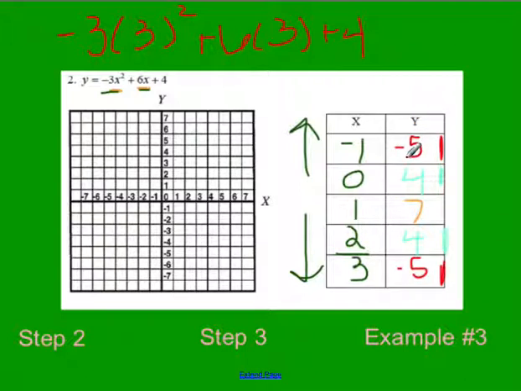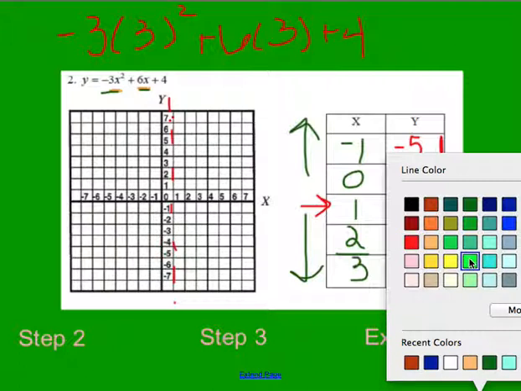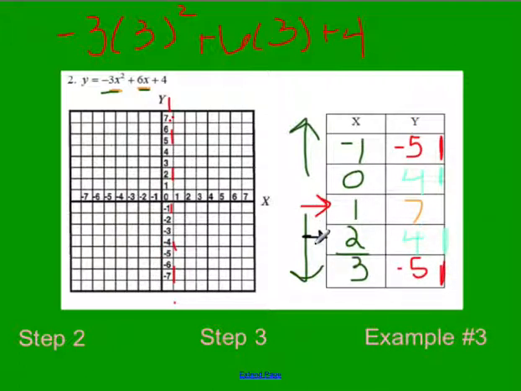So now I have a bunch of points x and y that I can graph. I'm going to start by graphing the vertex. That's over 1 up 7, and plotting that point. Through that point, I have the axis of symmetry. Then I'm going to plot my next points. I'm going to have 2 and 4, so over 2 up 4, plotting that point. And over 0 up 4, plotting that point. My next point, I have 3, negative 5, so over 3, down 5, plotting that point. And I have negative 1, negative 5, so going left 1, down 5.